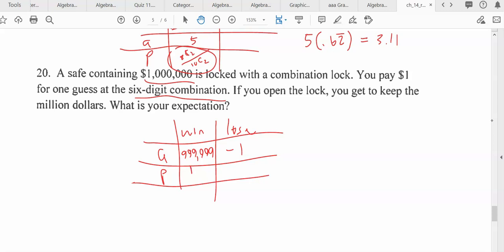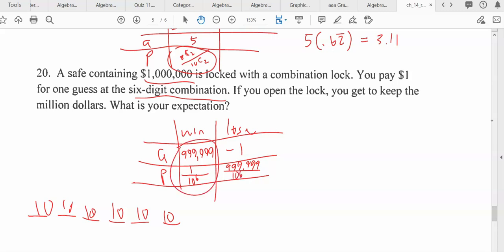The probability of winning is 1 over 10 times 10 times 10 times 10 times 10 times 10, that many different options. So 10 to the 6th power, which by the way is 1 million. The probability of losing is 999,999 over 10 to the 6th, or over 1 million. Then you multiply this times this, plus this times this, and add those 2 things. The expected value is 0. I'm running out of time here, so I just shortcut that one. The answer is 0.